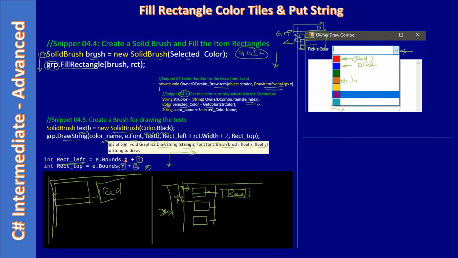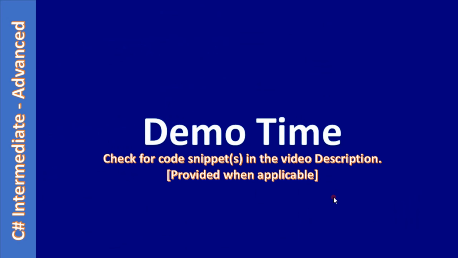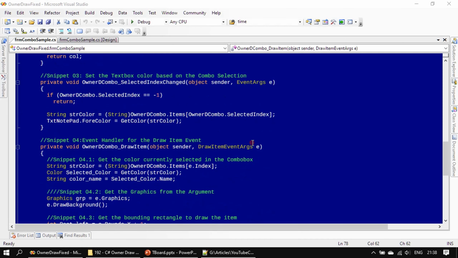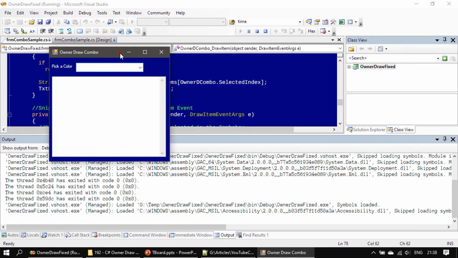All right, now once the string is drawn, it will look like this. So now we have drawn the tile as well as the text strings. Now it's demo time. We will go to the demo. This is where we left previously, and here is our empty rectangle tile.